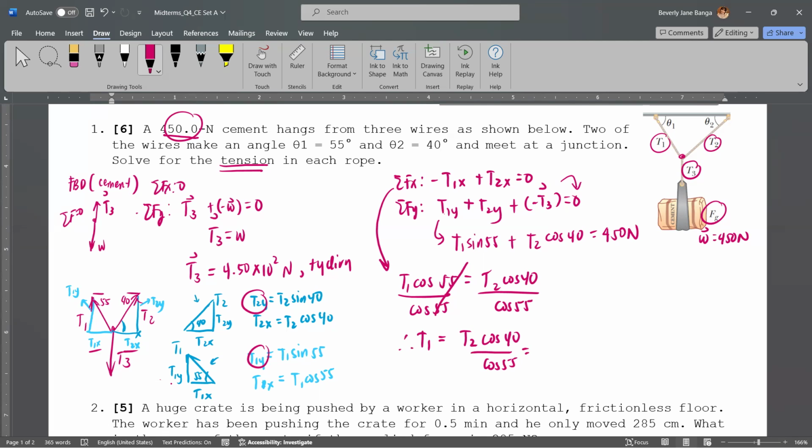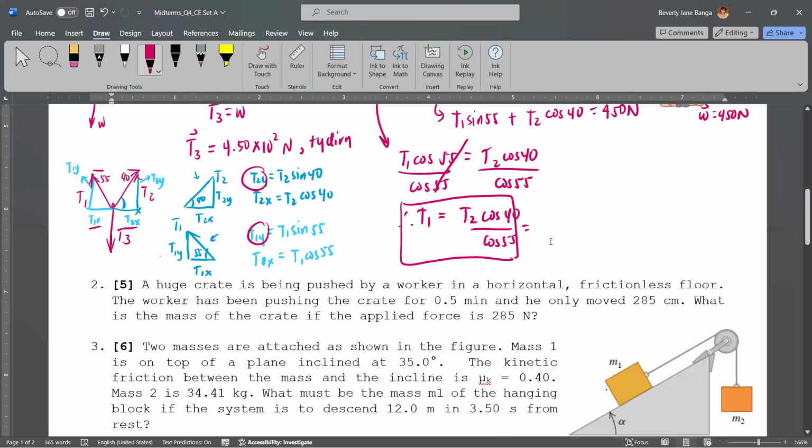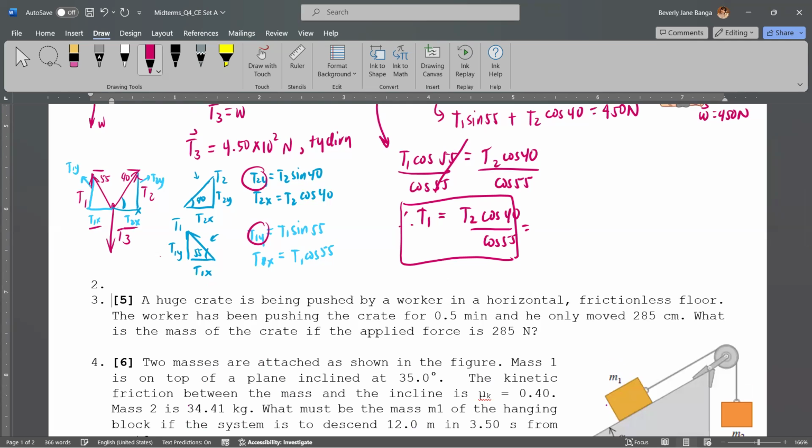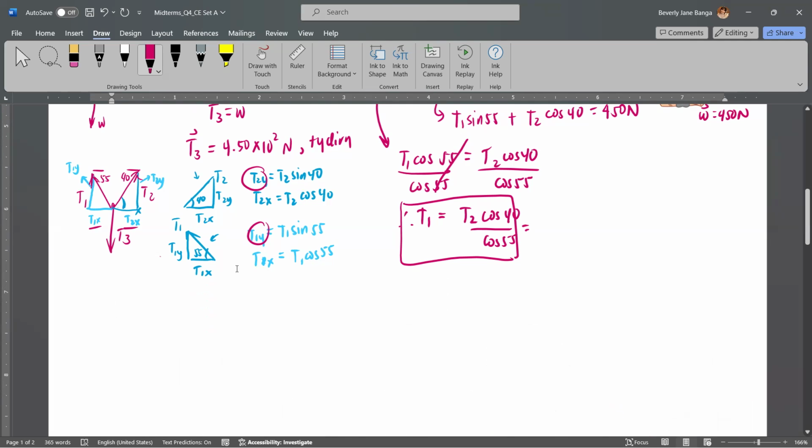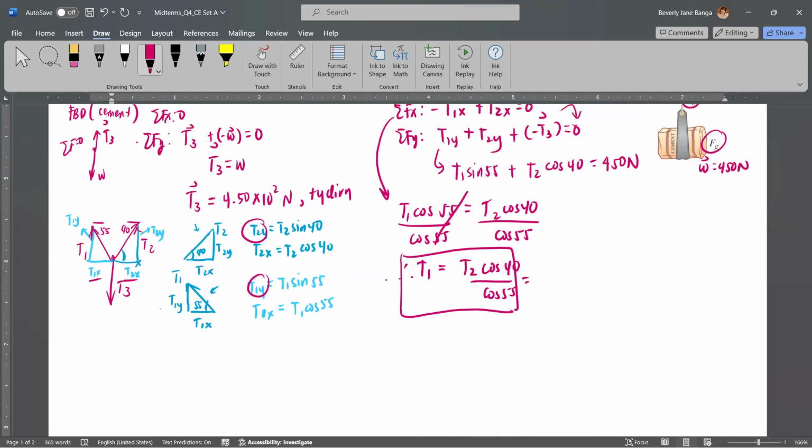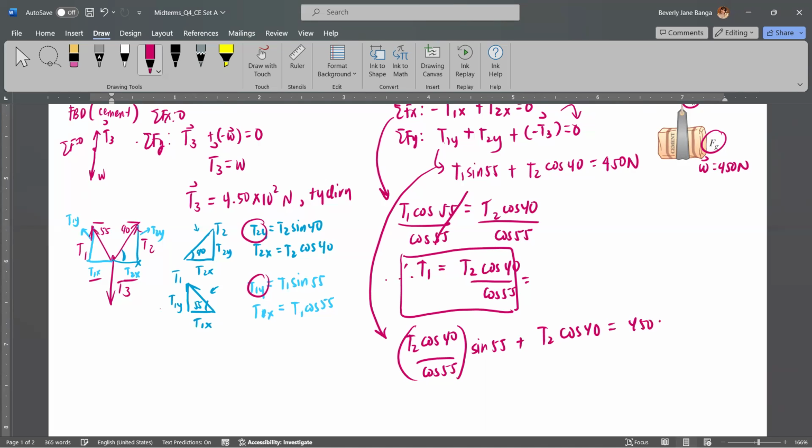Okay? So if we solve this, we don't have anything to solve yet. I'll solve later. So for now, this is our T1. Here, I can plug it in. So our T1 is this. From here, I can now rewrite this as T1 is simply T2 cos 40 over cos 55. That's simply T1 times sine 55 plus T2 cos 40 is equal to 450 newtons.